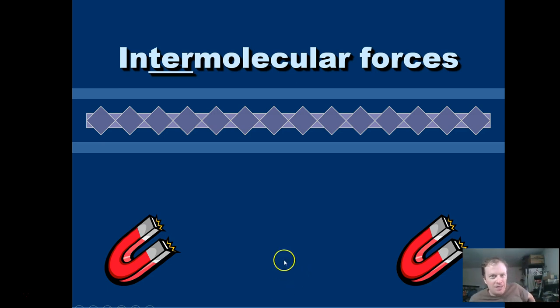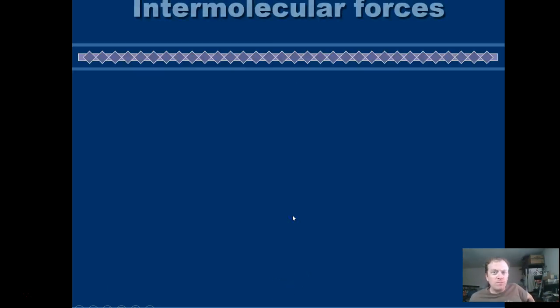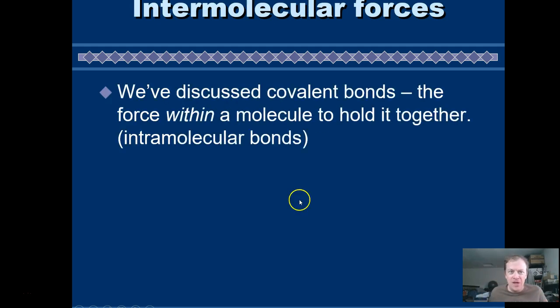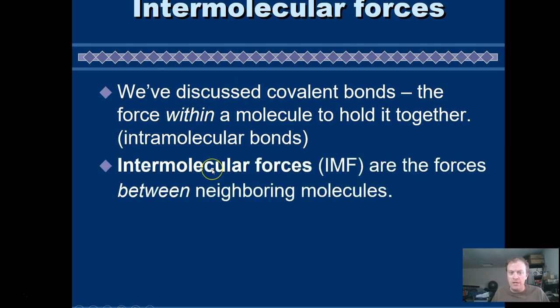So let's really just break it down. Intermolecular forces. Again, we've discussed covalent bonds. These are the forces within a molecule that hold it together, that hold the oxygen to the two hydrogen atoms, or in any molecule. These are called intramolecular bonds, like within a molecule. Intermolecular forces, which from now on I'm going to probably call IMF, are the forces between neighboring molecules.